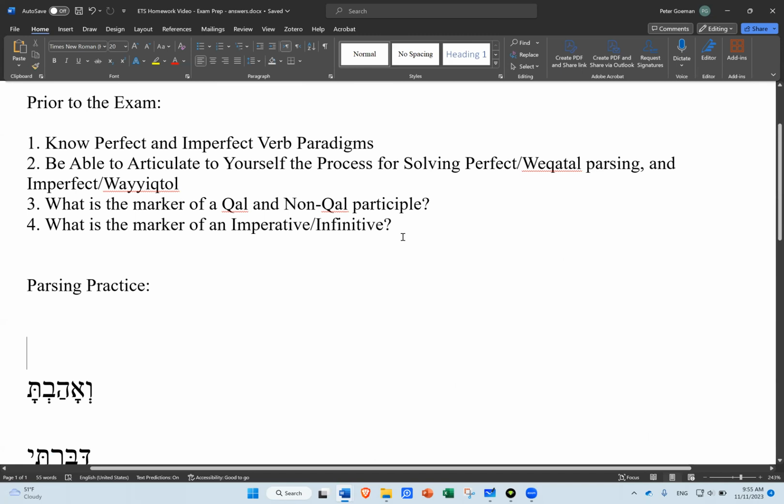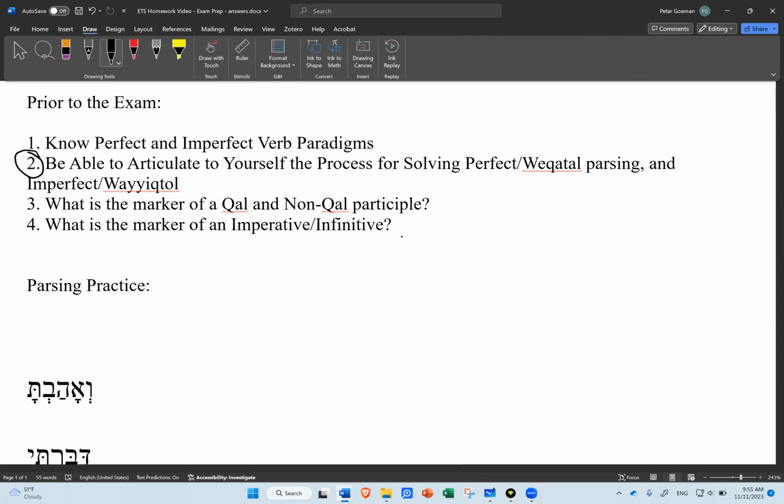Now, this is not a question on the exam, but I was just reminded the other day talking with somebody, this is crucial to understanding the process of learning. And that's number 2: you need to be able to articulate to yourself the process for solving the perfect, or the vukatal, or the imperfect and the vayiktol. What I mean is that you need to be able to explain it to yourself or give an illustration about what that's supposed to look like.